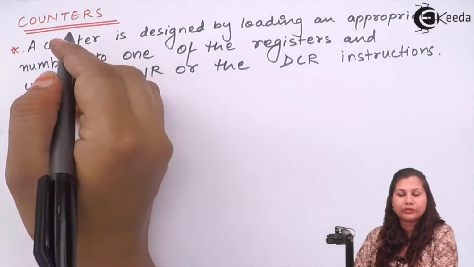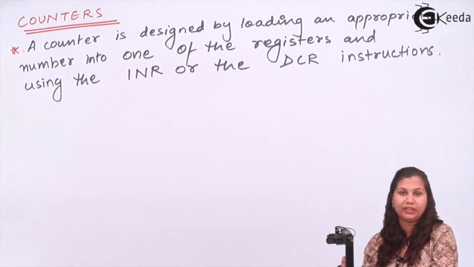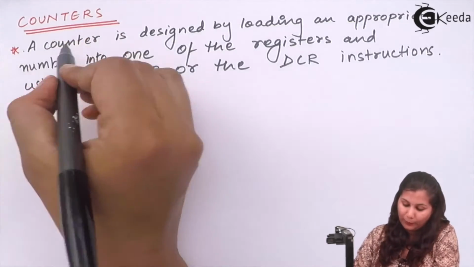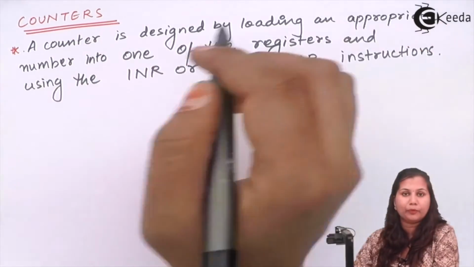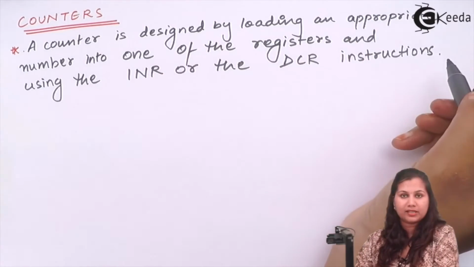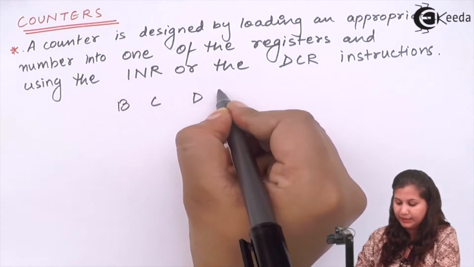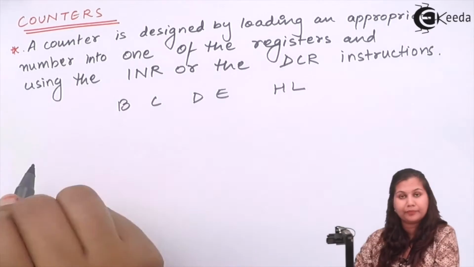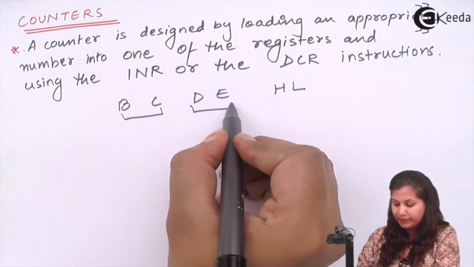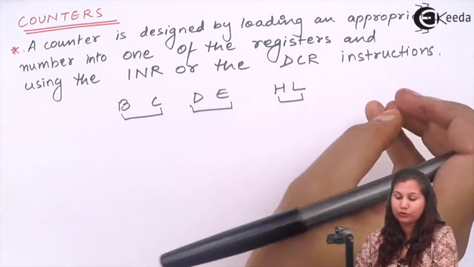By the name counter, you can understand that the counter is something which is counting a number. We are having a technique or a method which is counting something. So counter is designed by loading an appropriate number. We are going to load a number into one of the registers. In the microprocessor, we have the 6 registers B, C, D, E, H, L, and these are the 3 pairs in it. So in any of these registers, we are going to load a number.